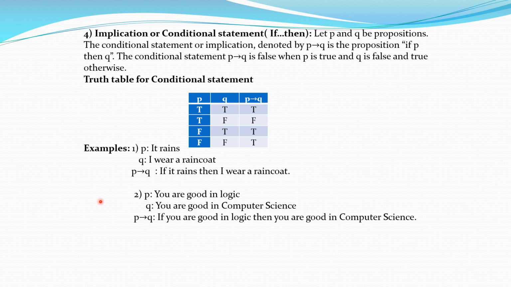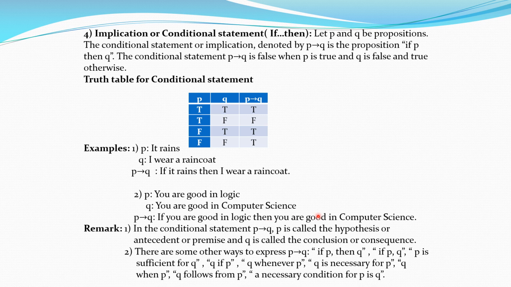Now another example is P, you are good in logic. Q, you are good in computer science. So again, what is the statement P implication Q? It is if P then Q. So if you are good in logic, then you are good in computer science.